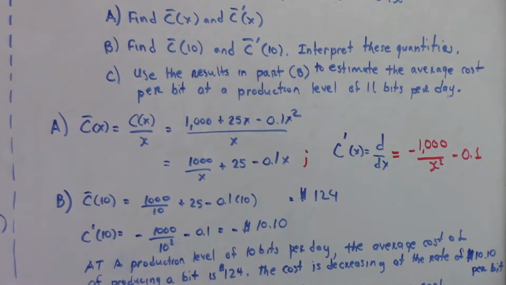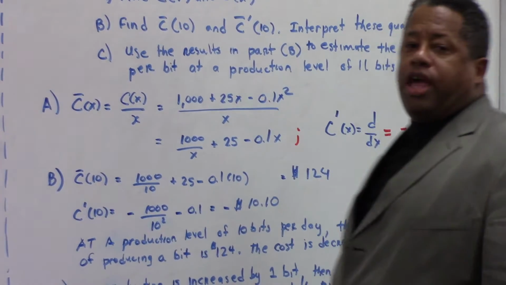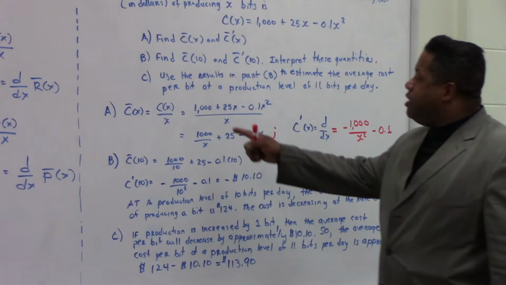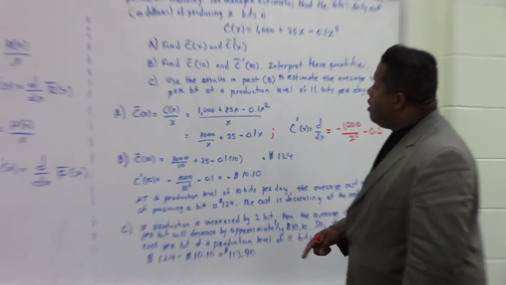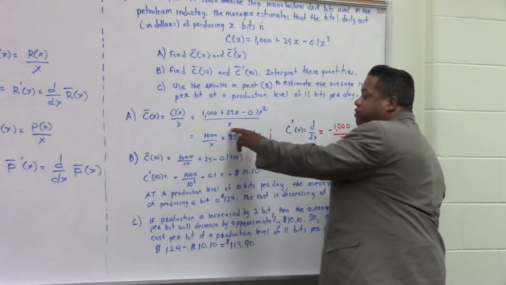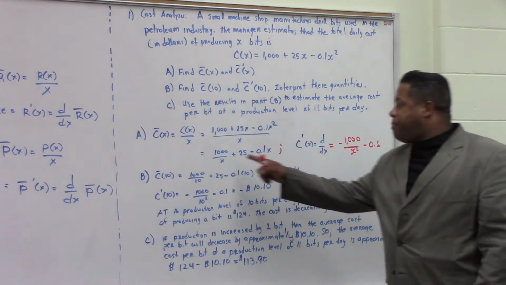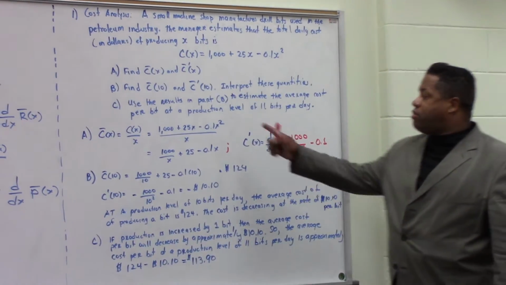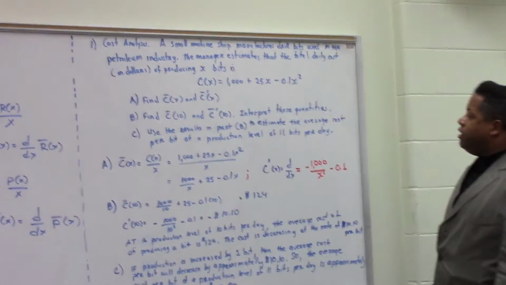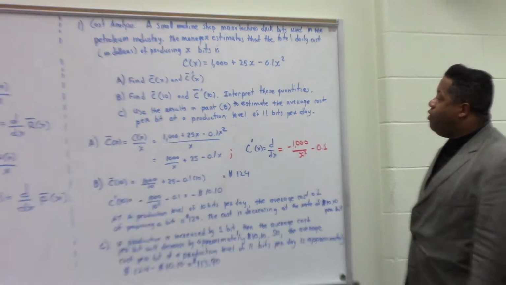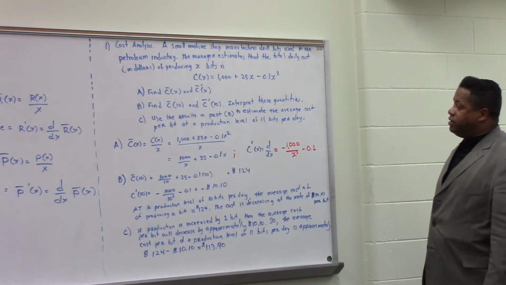Okay, so let's look at A. C bar of X is equal to C of X divided by X. This is the cost function, and that's going to be divided by X, as you see. So when we divide that by X, we come up with 1,000 over X plus, the X's cancel out there, and then we come up with just 25 minus 0.1 X.